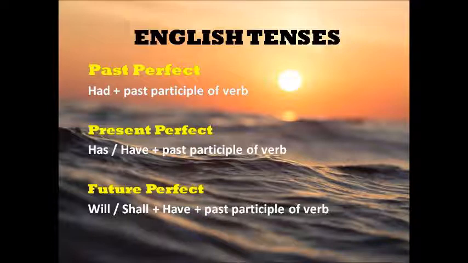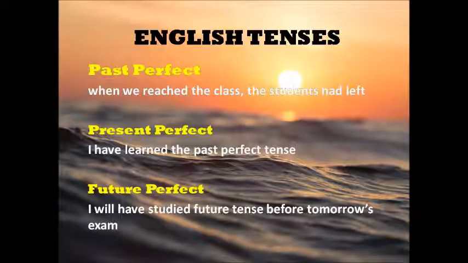When something happened already before something else in the past, it is called past perfect. Let's put it this way: two things happened in the past, and the first thing that happened will become past perfect. Example: when we reached the class, the students had left.